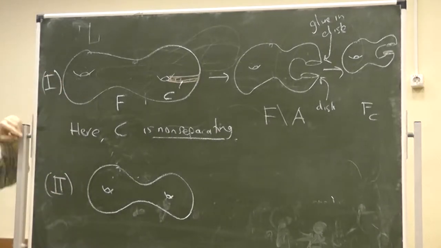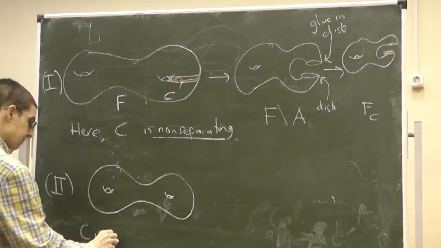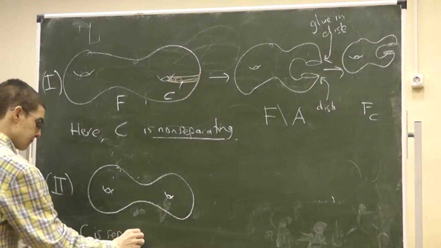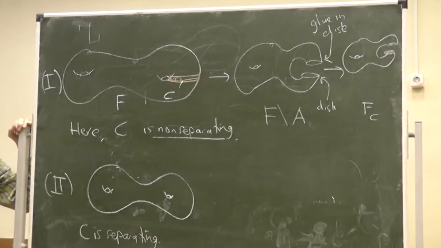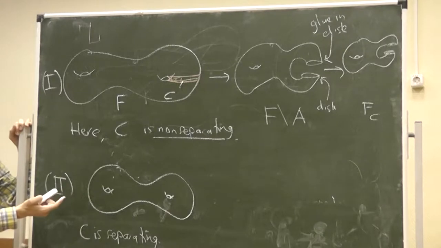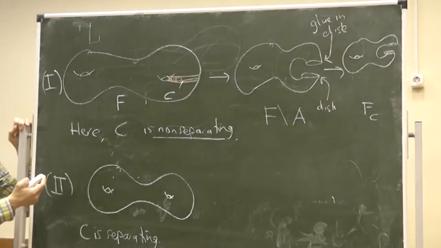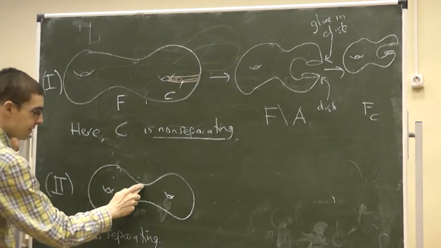Would anyone like to draw on my surface a separating curve? So C is separating. Would anyone like to quickly draw a circle on the surface so that when you cut it out, the surface becomes disconnected? Do you mean like here? Yes. Okay, good. That would be one.